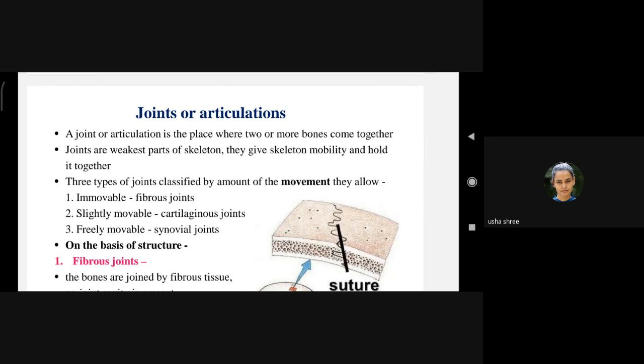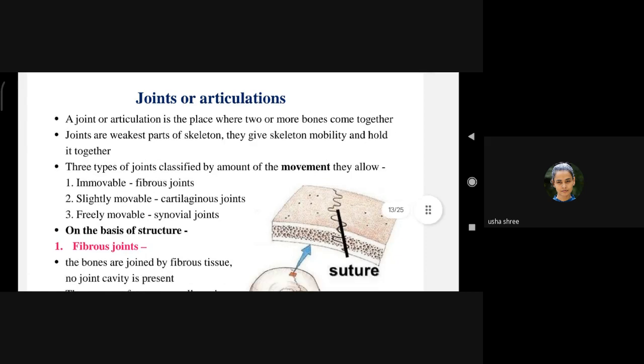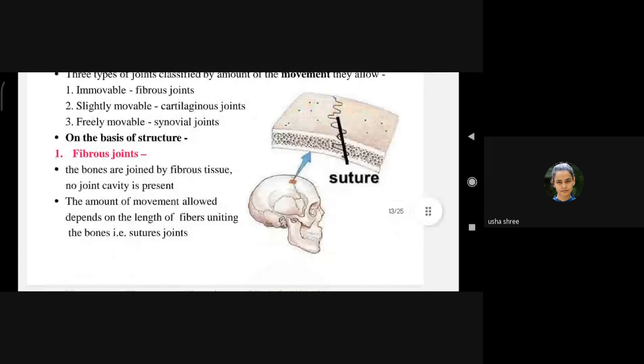Freely movable joints are synovial joints, like our knee joint. The knee joint is freely movable. It is an example of a synovial joint. Am I audible clearly? Yes, ma'am. Okay, thank God.